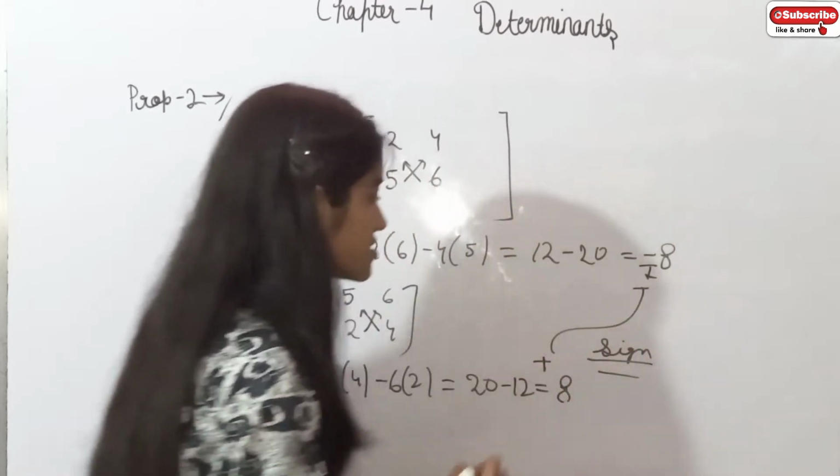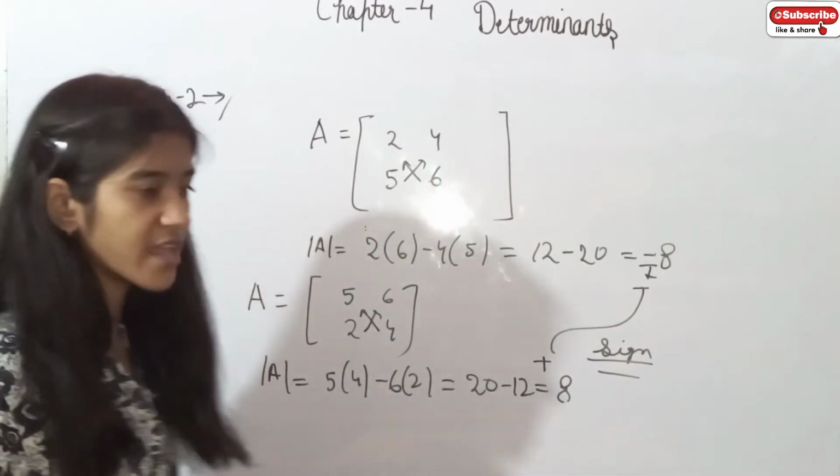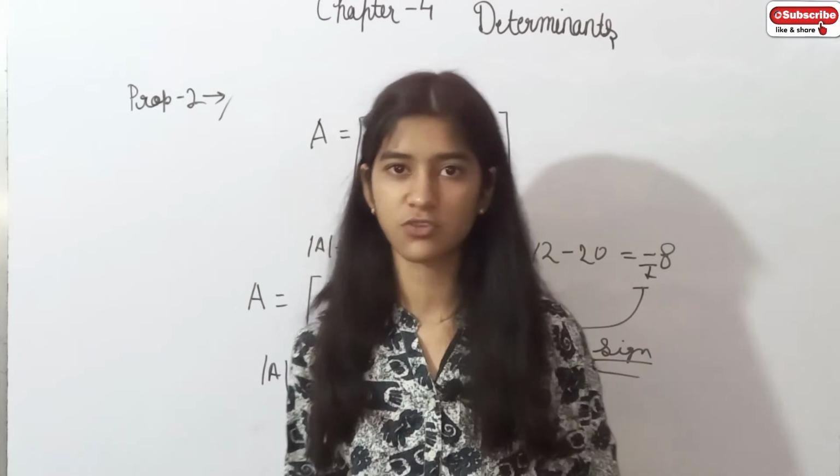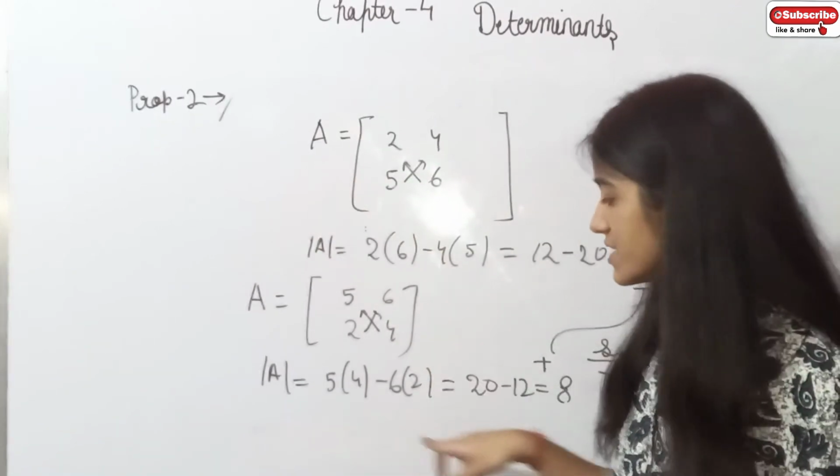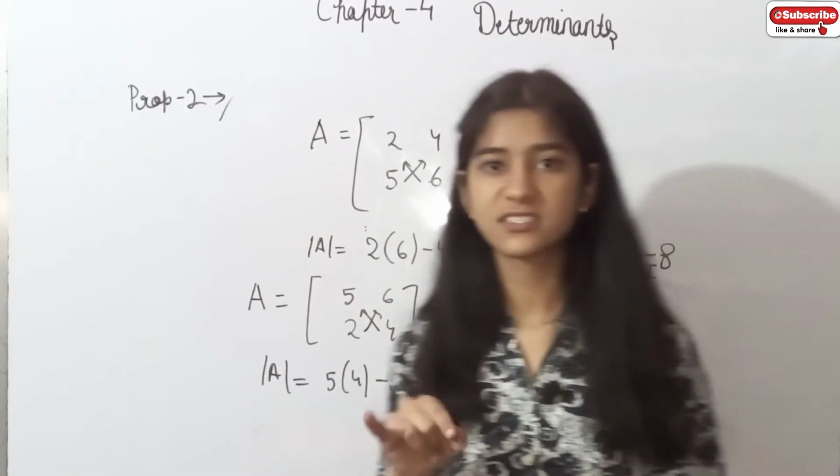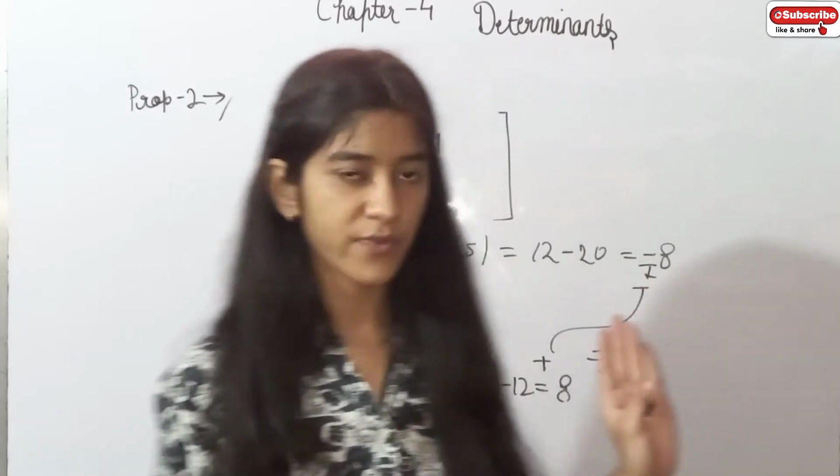This is property second. Property second says if we exchange any two rows or columns of a matrix, we obtain the value of the determinant but its sign gets changed from the previous one.